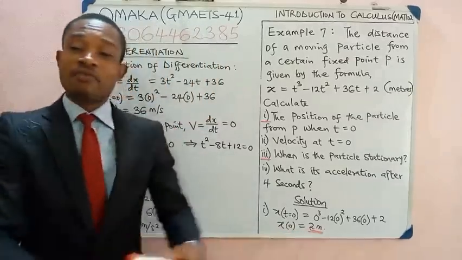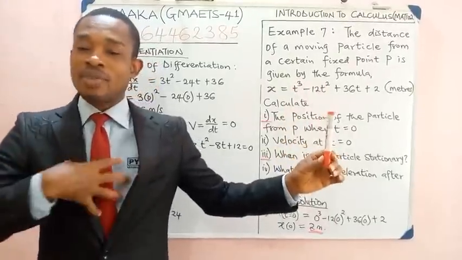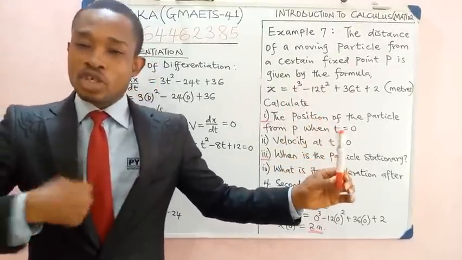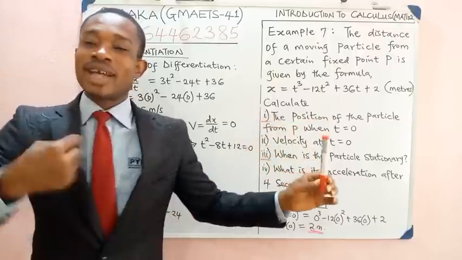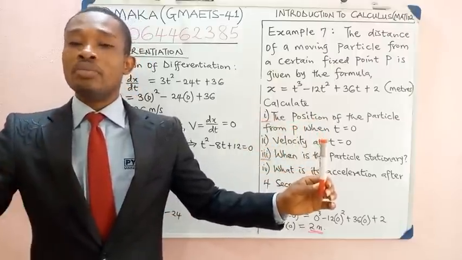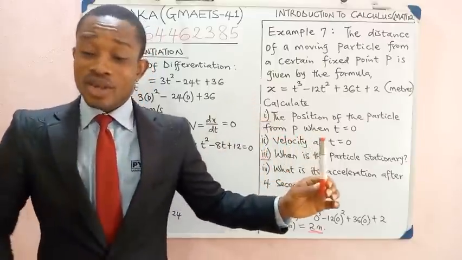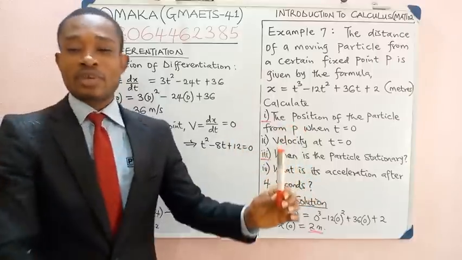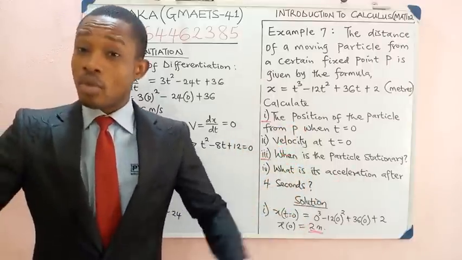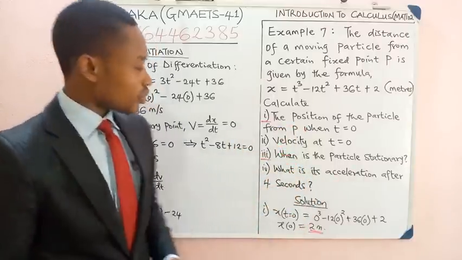It means that if this is point P fixed and I am the particle, my position from this point at time 0 will be 2 meters. It simply means that I was not at this point initially. I was at a distance 2 meters away from it before my motion even started.